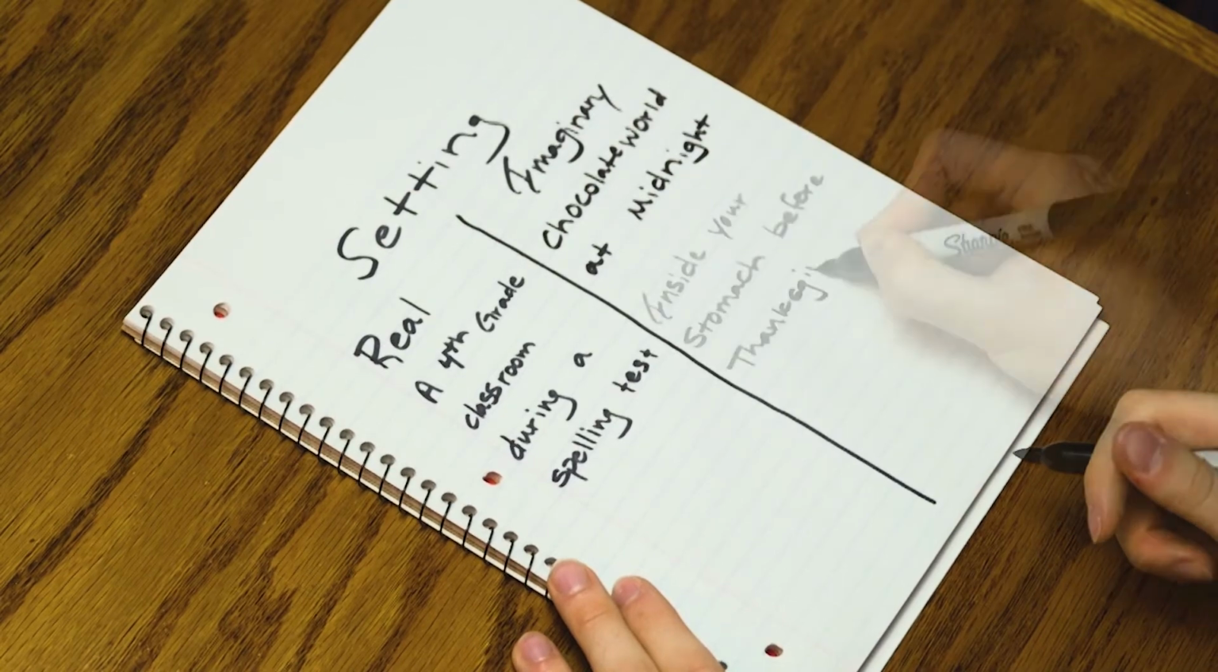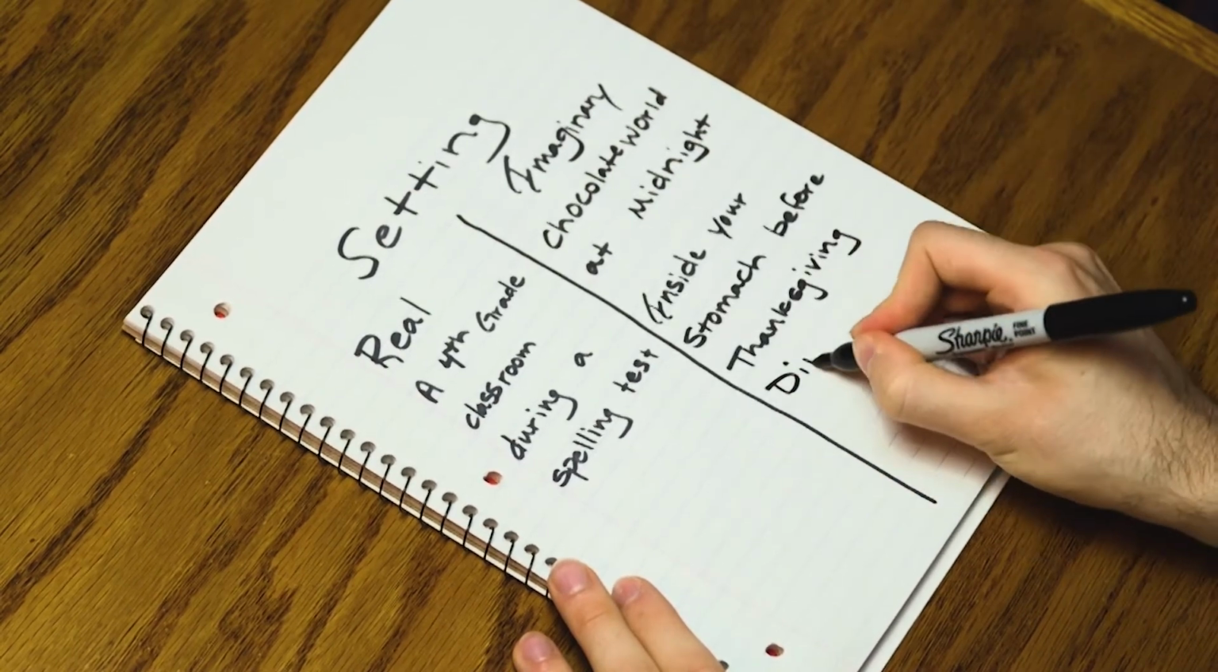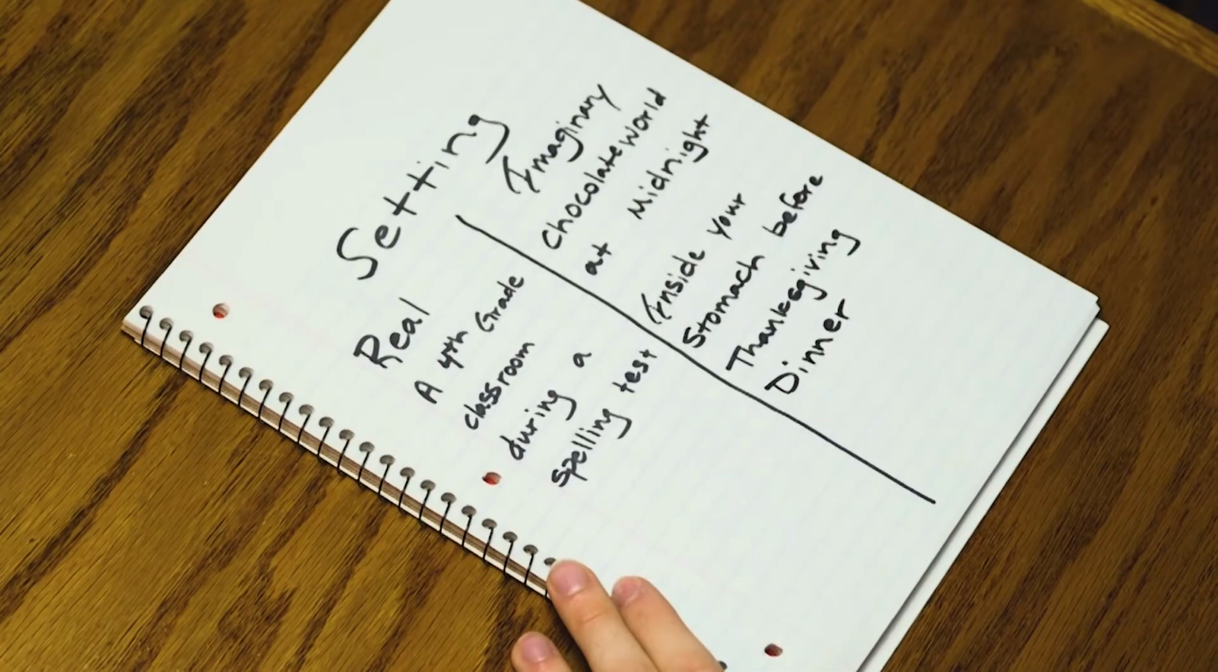Now, let's think of some imaginary settings. An imaginary setting is anywhere you could dream up, anywhere you might want to go in your wildest dreams. For example, Chocolate World at midnight, or inside your stomach before Thanksgiving dinner. Both of those settings tell us where and when and require some serious imagining to think up.